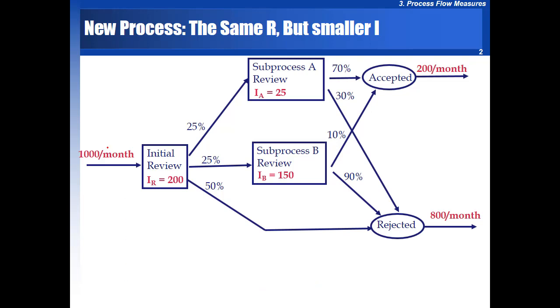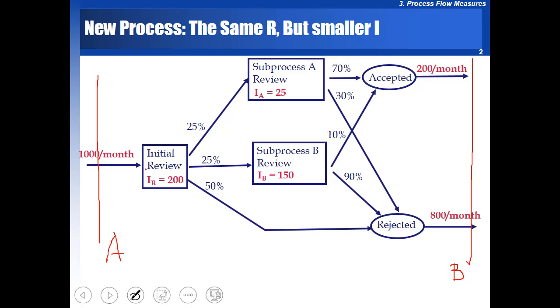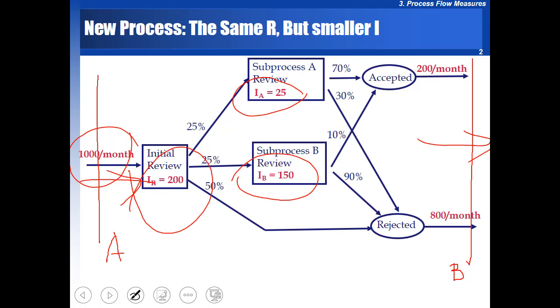Now, what we want to do is to know how long it takes for an application to go from point A to point B. This is quite easy. This is just a straightforward application of Little's law. Throughput, we know what comes in, and we know what goes out. Throughput is 1,000 per month. We know that. Inventory, the total inventory inside the system is 200 plus 150 plus 25, which is 375.